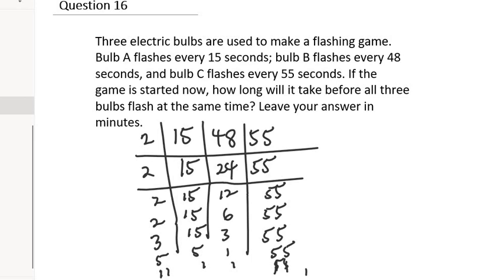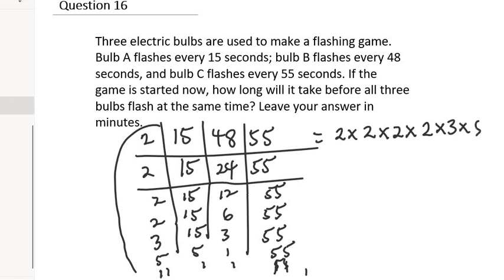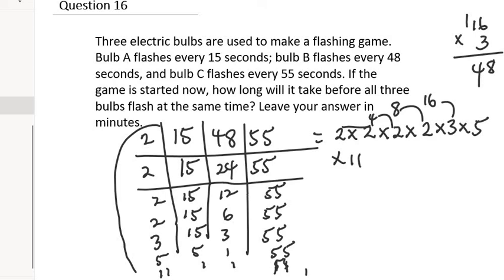Okay, so the LCM would be, let's bring out the divisors, which will give me 2 times 2 times 2 times 2 times 3 times 5 times 11. 2 times 2 is 4, times 2 is 8, 8 times 2 is 16. Now 16 times 3, 3 times 6 is 18, 8 bring 1 here, that's 48. Remember, 5 times 11 is 55, so my answer will be 48 times 55.